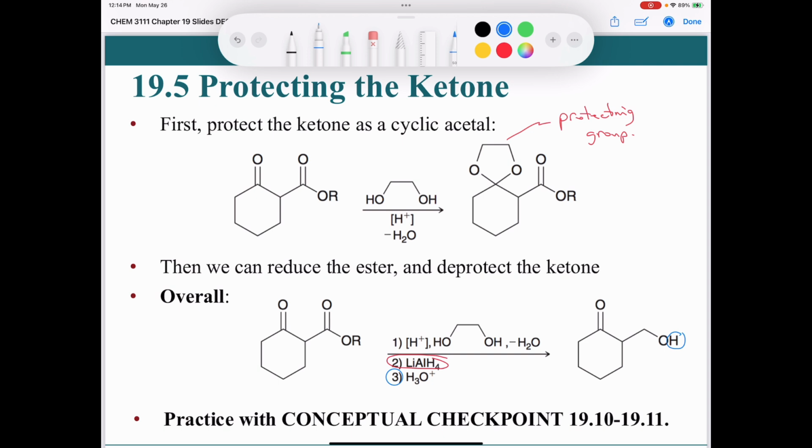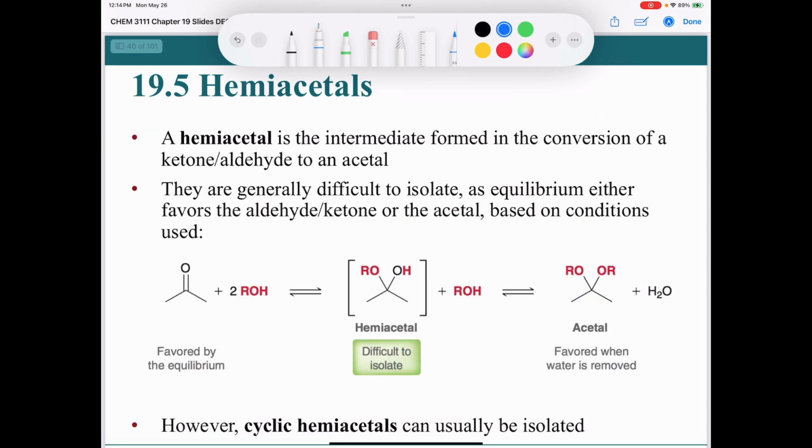It would add this proton, but it would also remove the cyclic acetal and bring you the carbonyl back. So it's kind of a 2-for-1 step there. Now I told you to keep hemiacetals in mind, and you remember the hemiacetal, it's like halfway between the hydrate and the acetal. It's got a carbon with an ether and a hydroxyl on the same carbon. I told you to keep those in mind because hemiacetals are actually very difficult to isolate as the equilibrium either favors the aldehyde or ketone or the acetal based on whatever conditions we want to use.